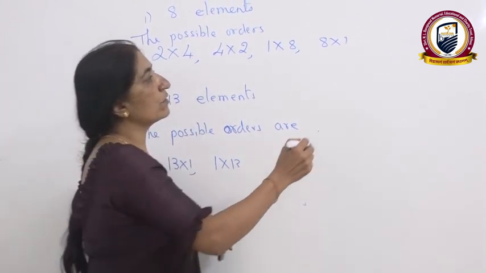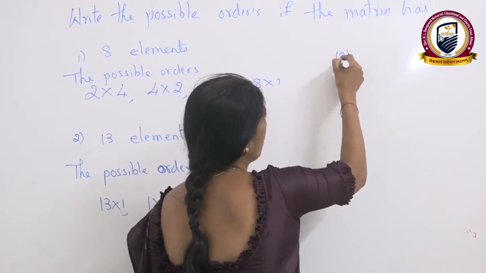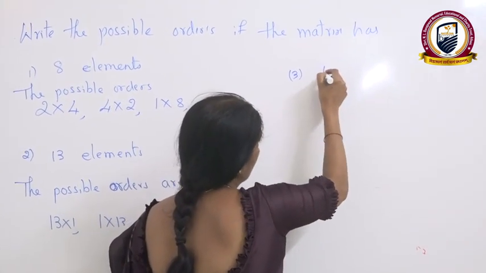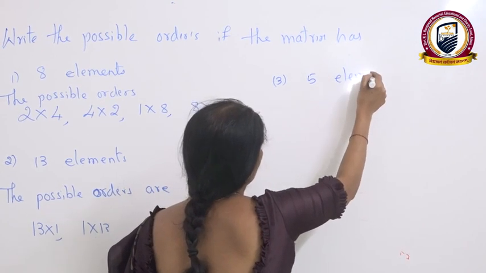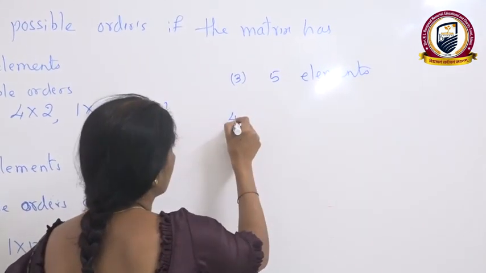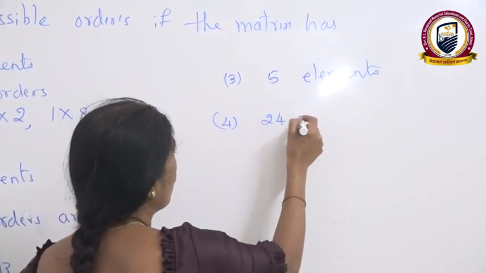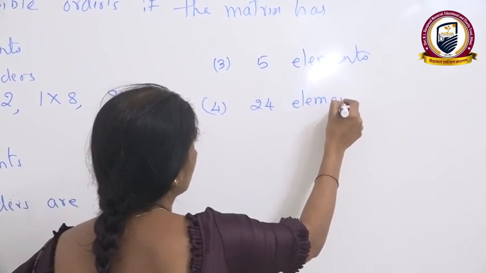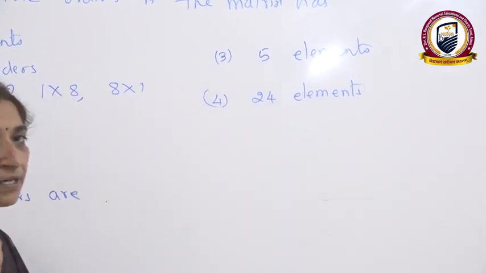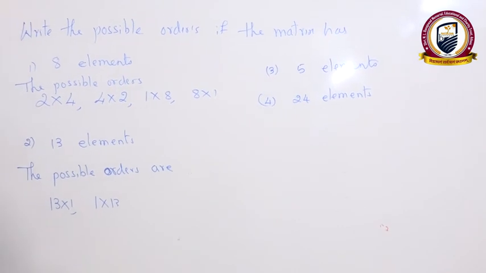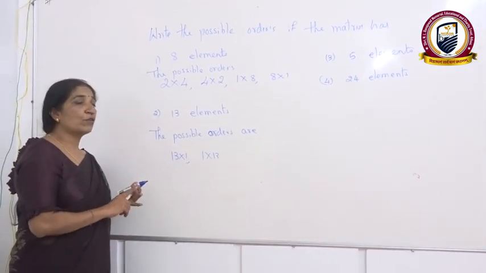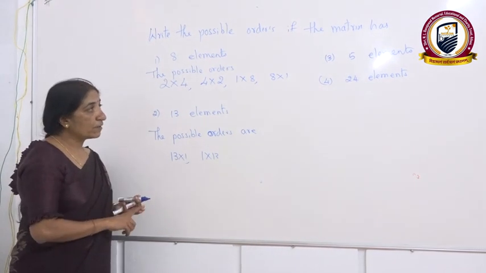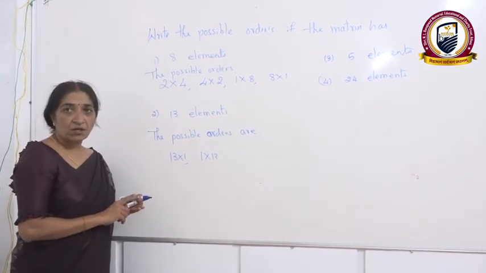And I am giving you the third and fourth as an assignment for students. If it has 5 elements, you have to write the possible orders. And the next one, if it has 24 elements, you have to write how many possible orders there are. So you know what a matrix is, what the order of the matrix is, how to split the numbers and how to write the possible orders.